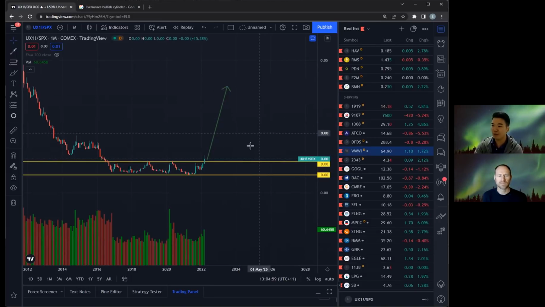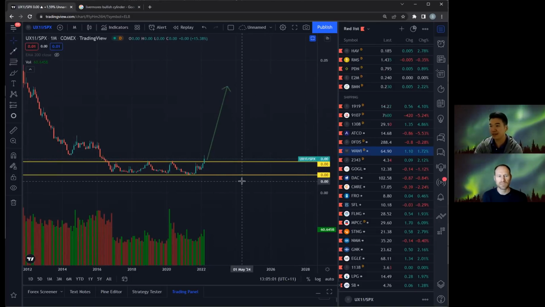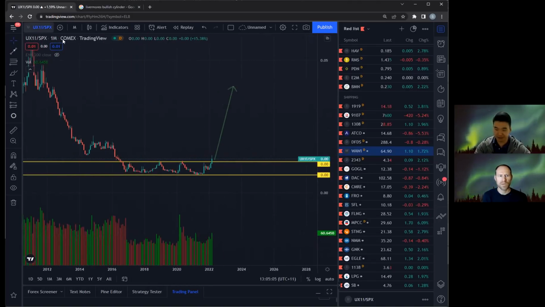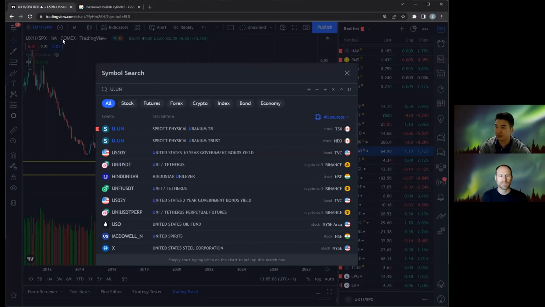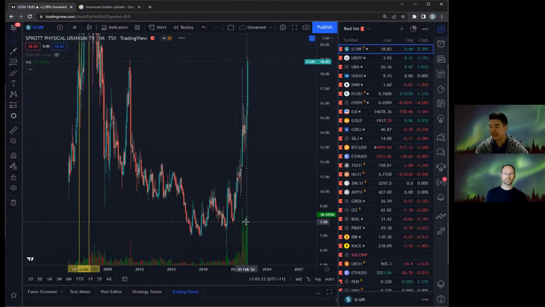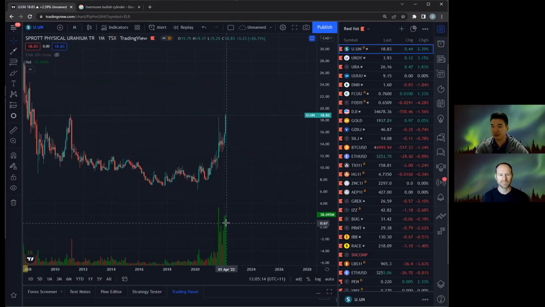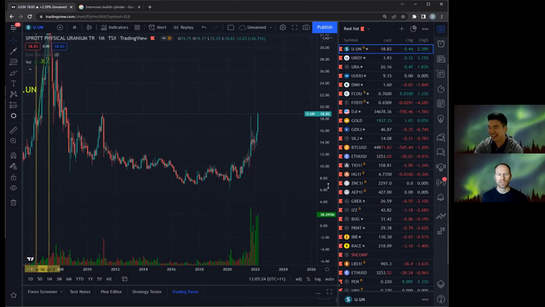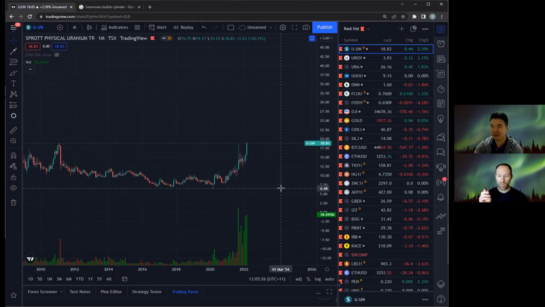So once it breaks out and your volume picks up, I don't think the volume's showing quite here yet, but if you look at U.UN, which is Sprott Physical Uranium Trust, you can see the liquidity picking up. That's trading volume providing liquidity to the big funds now. And as the liquidity comes into the market, the bigger funds can participate a lot more. So I know John Quakes, I think, has been posting.